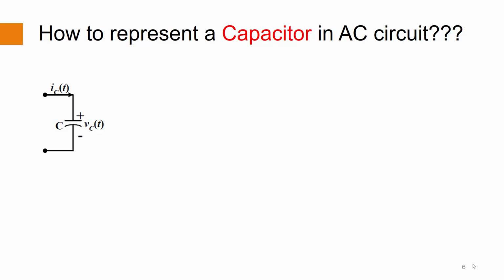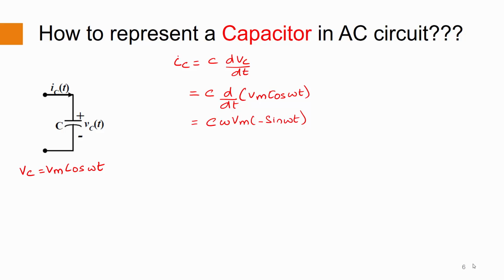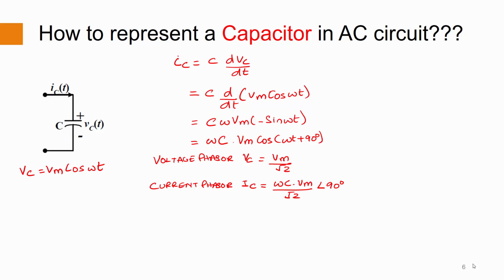Consider a capacitor with capacitance C. A voltage Vc equal to Vm cos omega t is applied across the capacitor. The current through the capacitor is given by the expression C dVc by dt. This gives us the current as Vm times omega C times minus sin omega t. Rewriting this in cosine form, we get Ic of t is equal to Vm into omega C times cos omega t plus 90 degrees. The voltage phasor is defined as Vm by root 2 at an angle 0 degrees, while the current phasor is Vm omega C divided by root 2 at an angle of plus 90 degrees.